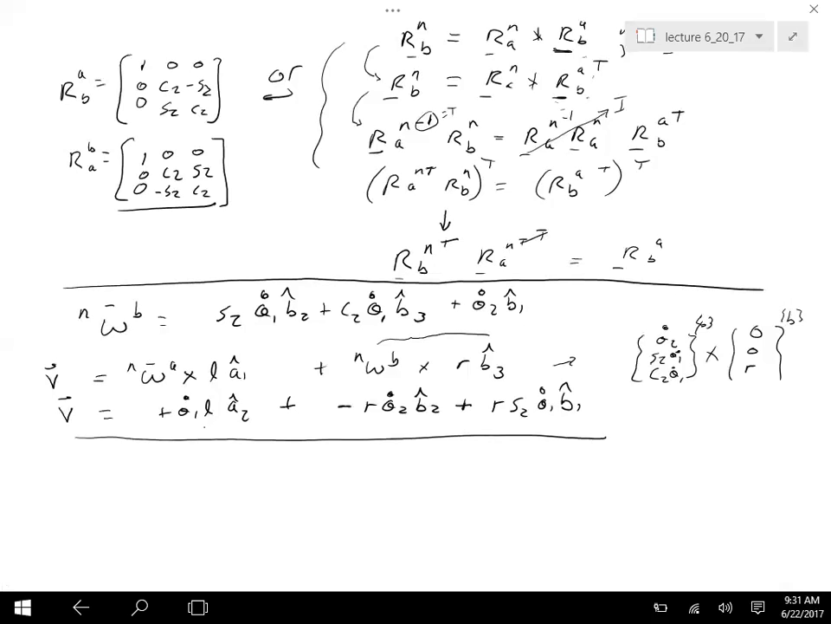So I've got to apply the transport thing. I'll take first the derivative of this guy plus the transport thing, the angular velocity cross with that. Or I could express the thing entirely in the end frame coordinates and then just take the derivative of the components. The transport thing will go away. But I'm going to choose not to do that. I'm going to choose to stick with this guy. All right, now we're ready to go to the next step.